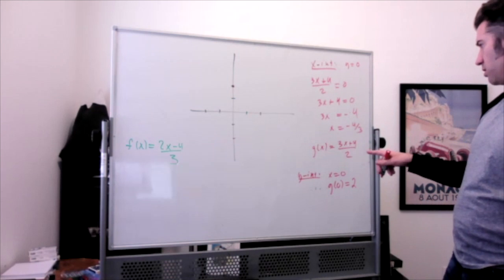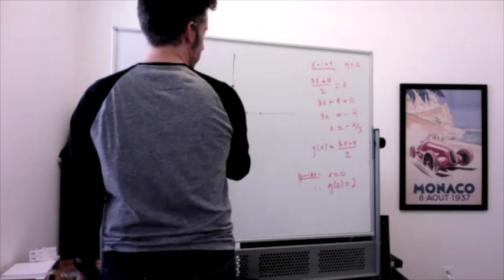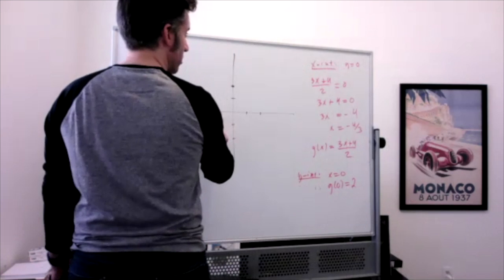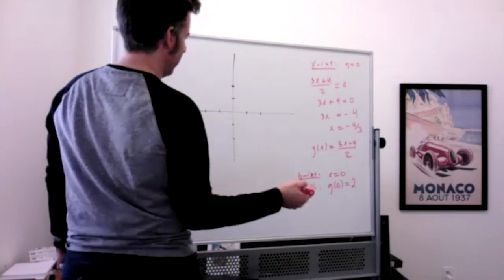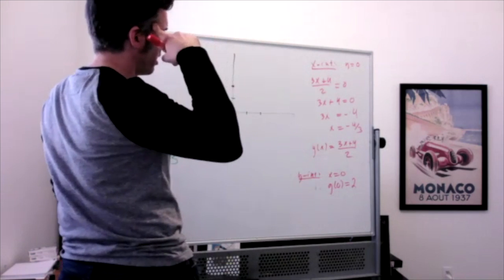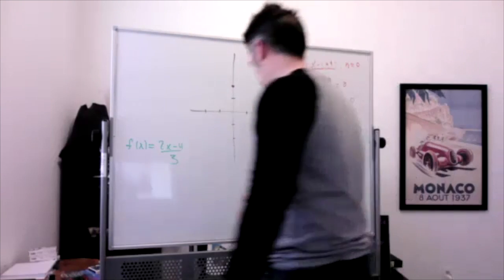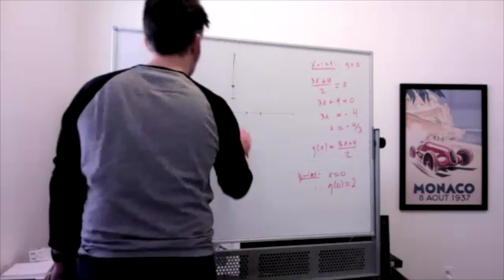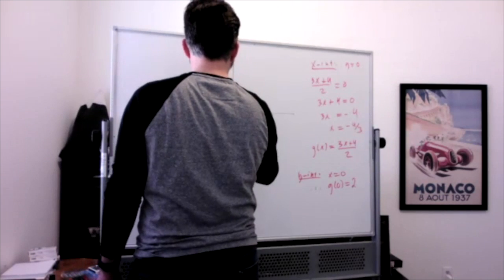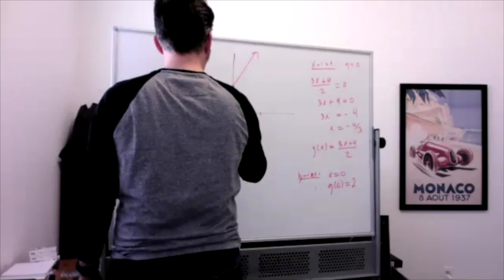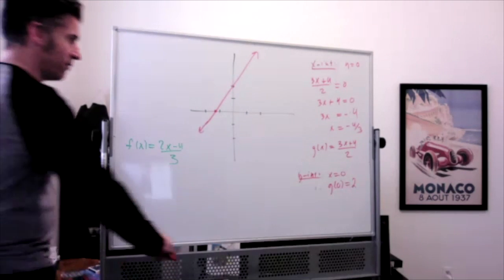Let me check one thing here. Yes, negative 4/3. Sorry, I feel like I'm making a mistake in my brain. I was trying to plot a point that's not really there. Okay, so there's my line in red for g of x.